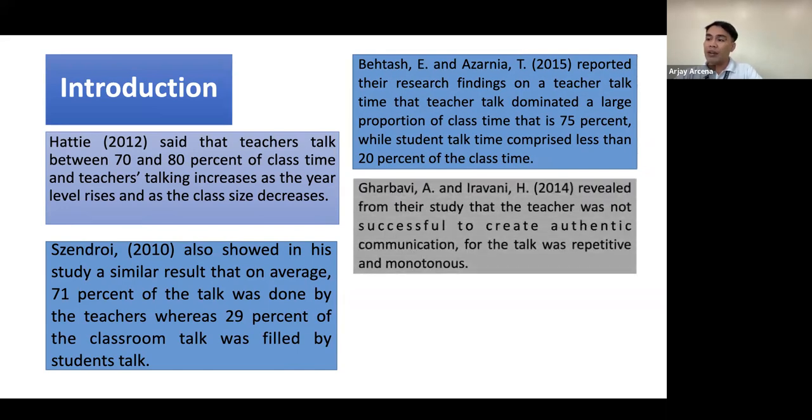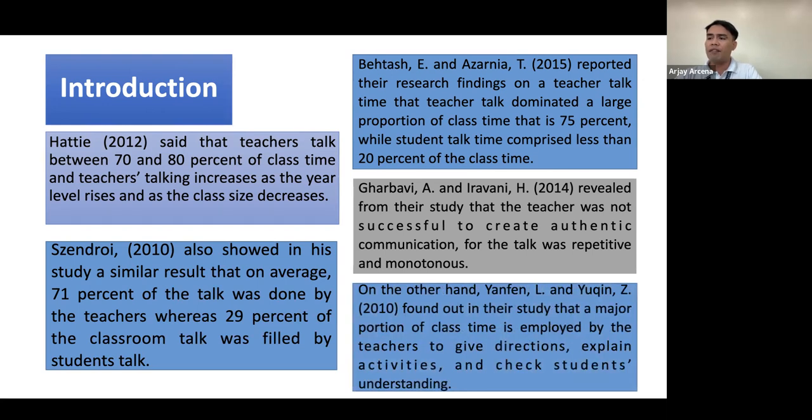Moreover, Garbavi and Erebani 2014 revealed from their study that the teacher was not successful in creating authentic communication, for the talk was repetitive and monotonous, and it followed the initiation response feedback, or IRF, sequence, which allowed the teacher more turns and talk. Yet, the researcher believes that IRF may still give more chance to students to speak rather than teachers doing the talking. Teachers may ask questions to their students and do only one-phrase follow-ups to give more time to the students to speak while also getting the needed assessment to know whether or not the students learned from the discussion.